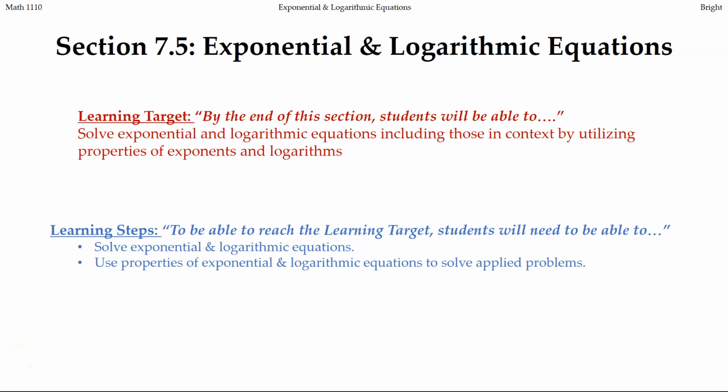Welcome to our final couple videos in college algebra, and we are going to look at exponential and logarithmic equations in these two videos here. And really all we want to do is solve exponential and logarithmic equations using various methods. Okay, so let's dive in.